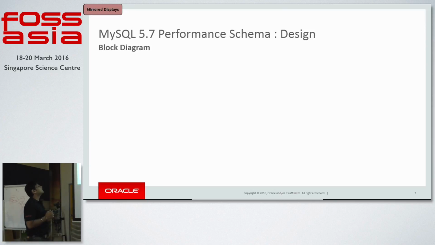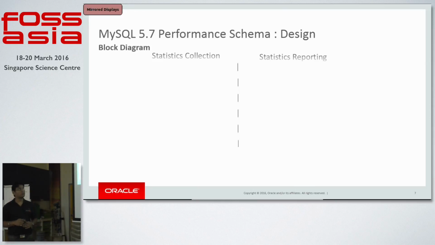Right. Let's understand the design of performance schema. Performance schema has two major parts. One is the statistics collection part, in which it collects the runtime statistics of the running MySQL server. The other part is the statistics reporting part. This is the part in which, when a user wants to see some information from performance schema, he gets the information out of it. So let's say we have a MySQL server running.